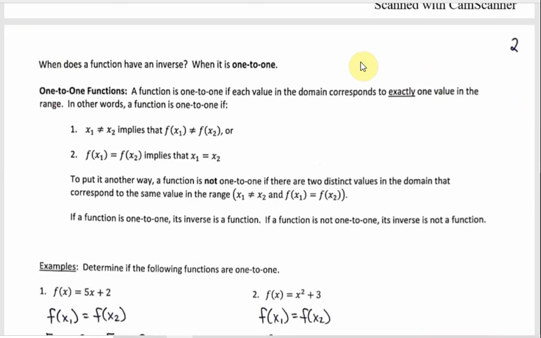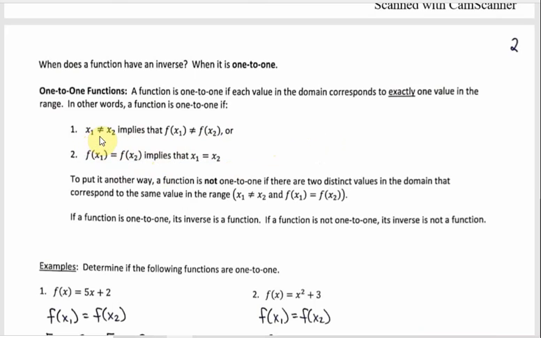So when does a function have an inverse? Not every function will have an inverse. Sometimes they do, sometimes they don't. And the ones that do are functions that are one-to-one. A one-to-one function is one where every value in the domain gets mapped to exactly one value in the range. Or in other words, a function is one-to-one if either of these happen. These are logically equivalent. They're just in opposite directions, or one's the contrapositive of the other.